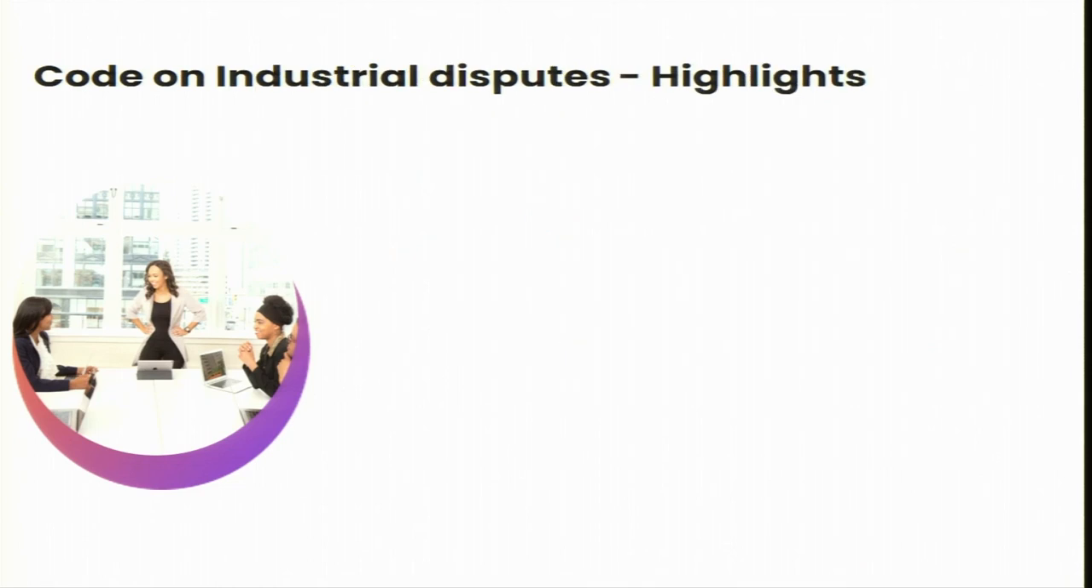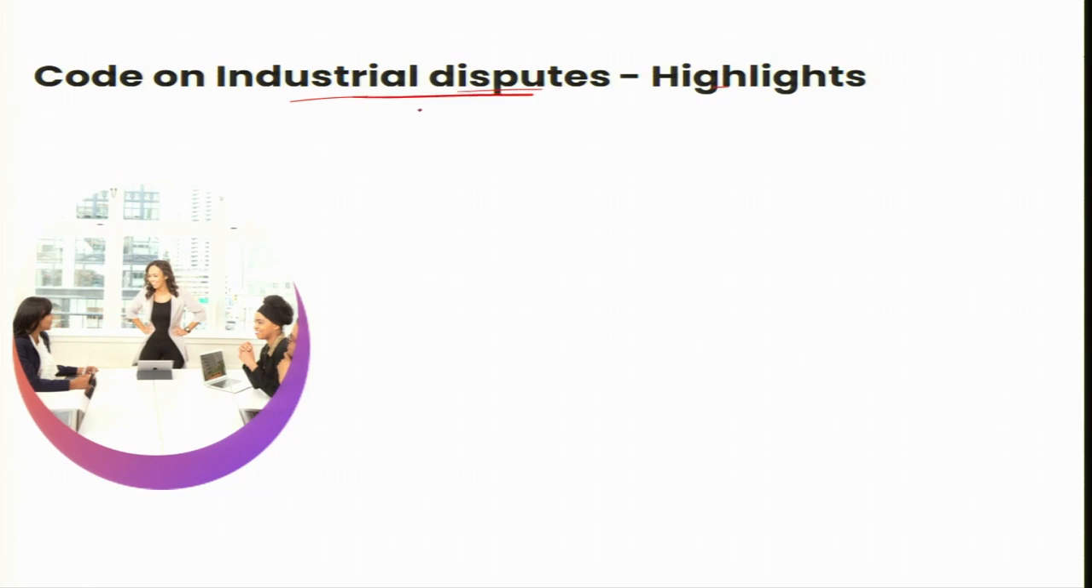Next we move to a very important code on industrial disputes, which is called the Code on Industrial Disputes 2020. So this is basically the Industrial Relations Code. Let me give you a few points regarding what this code is all about. It is about the amalgamation of three labor laws into the Industrial Relations Code. The central government has taken steps for safeguarding the interest of trade unions as well as workers. In this code, all possible steps have been taken for industrial units and workers so that disputes do not arise in the future.